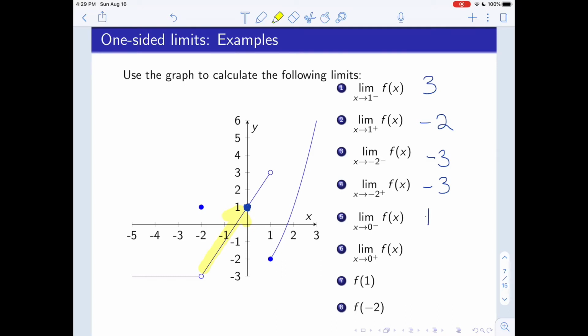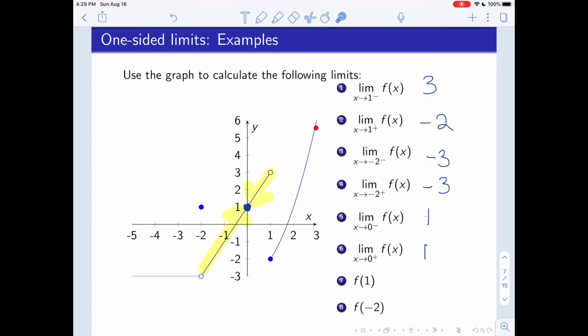If I go towards 0 from the right, it also looks like my y values are headed to the same spot. They're headed to about 1. I want to point out that I used this part of the graph on the right of 0 because that's the part that is moving towards 0.